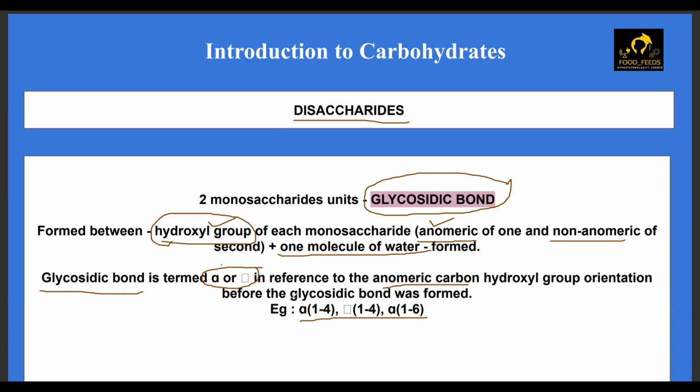So basically, disaccharides are made from two monosaccharide units, and each of these hydroxyl groups are joined, and one molecule of water is formed during this. And majorly, it is formed with a glycosidic linkage.